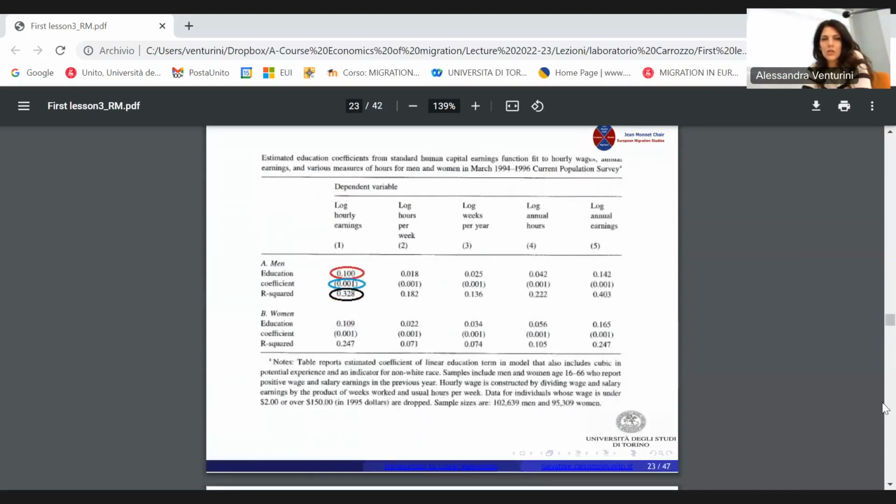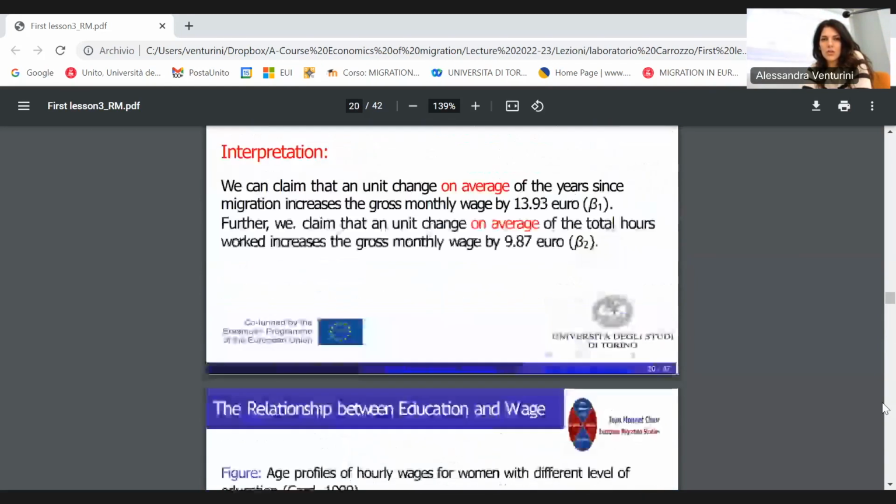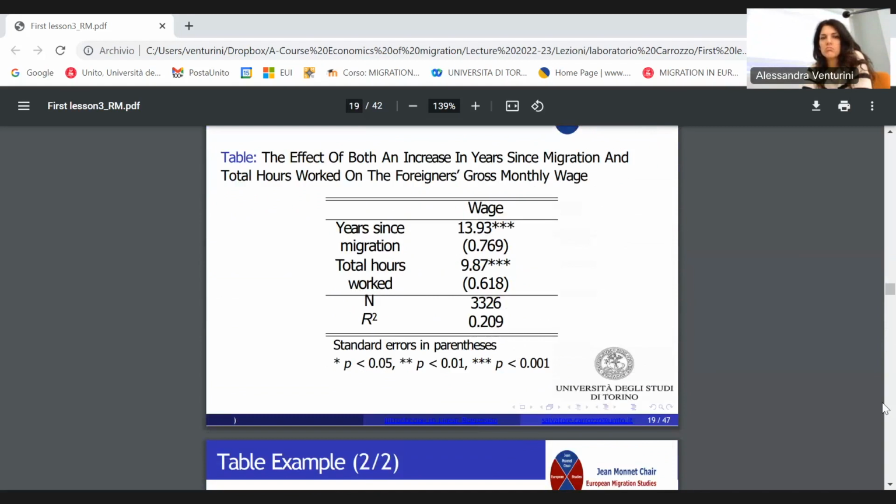For instance, this is 1 year. Imagine that we have 6 years. This is a panel data. So the relationship between an increase in years since migration and total hours worked on the foreign gross monthly wage in 10 years, or in 5 years maybe. These data are panel data.